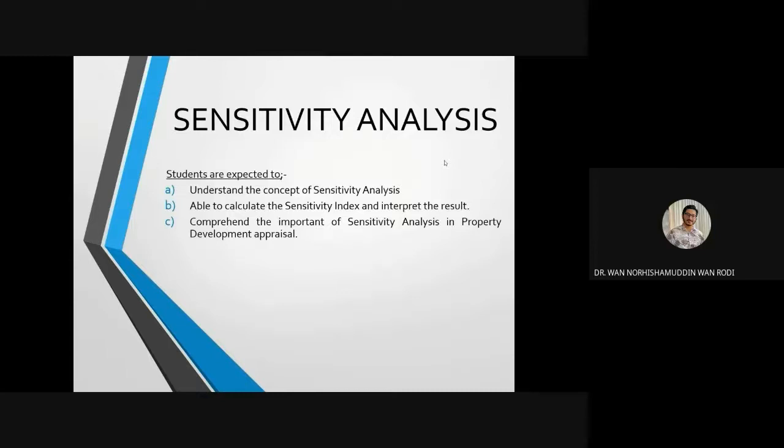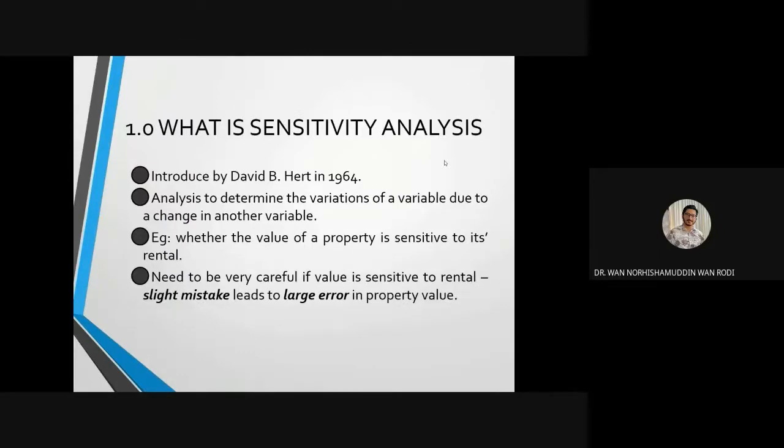Okay, third is to comprehend the importance of sensitivity analysis in property or real estate development appraisal. So we need to look into the usage of sensitivity analysis and what it can serve in our calculation. Okay, first thing first, let us look into the introduction of sensitivity analysis. This analysis was introduced by David B. Hertz in 1964. So what is the definition of sensitivity analysis?